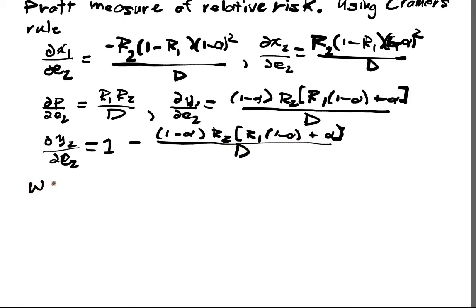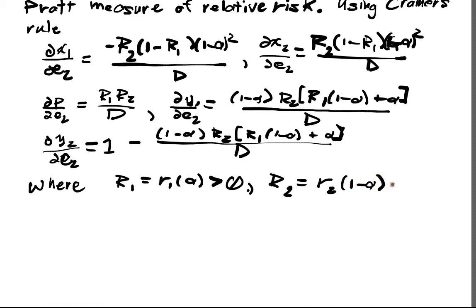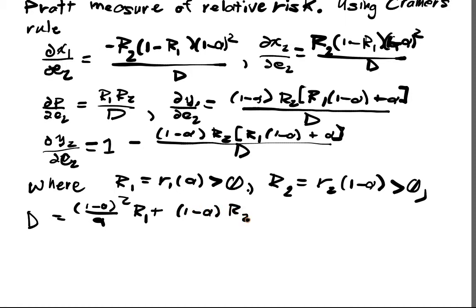Where, of course, we have to specify what R1 and R2 are. Well, R1, we're just setting equal to little r1 of alpha, which is, of course, greater than 0. And R2 is equal to R2 of 1 minus alpha, which is greater than 0. And D is equal to 1 minus alpha square over alpha R1 plus 1 minus alpha R2, which one can verify is also greater than 0.